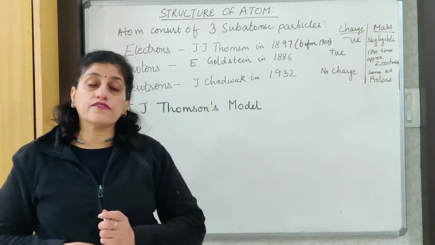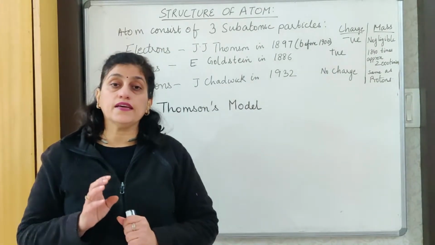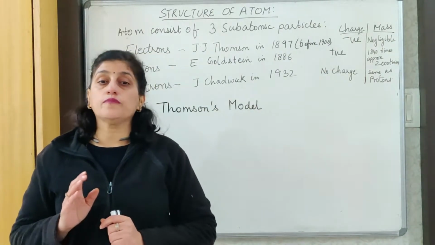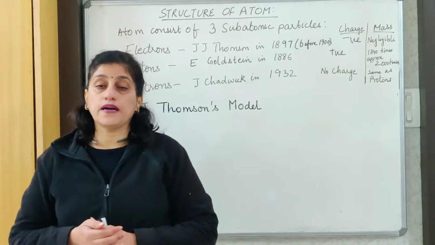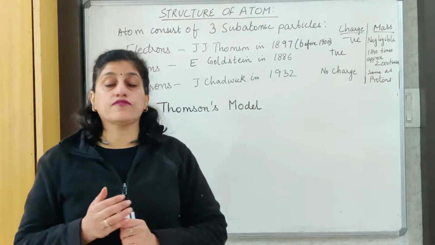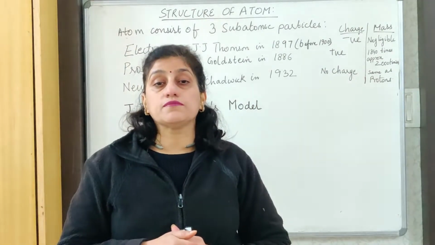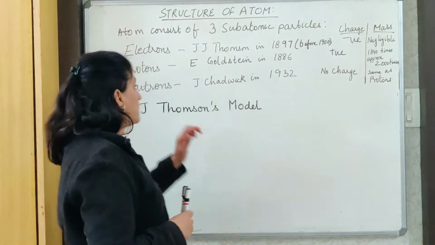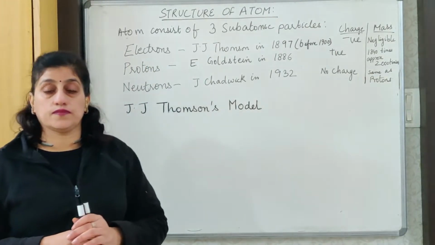When John Dalton gave his theory, he concluded that atom is indivisible and is the smallest particle of any type of matter and cannot be divided further into smaller particles. But as time passed by, more and more experiments were being held. It was found out that the atom is not indivisible but is made up of three types of particles, which were later on named as electrons, protons and neutrons.